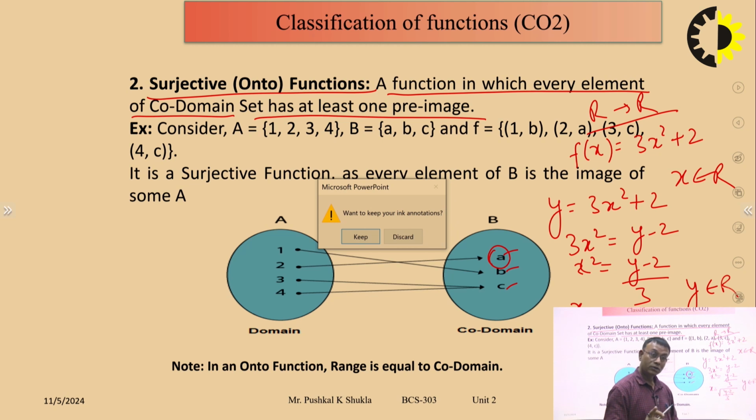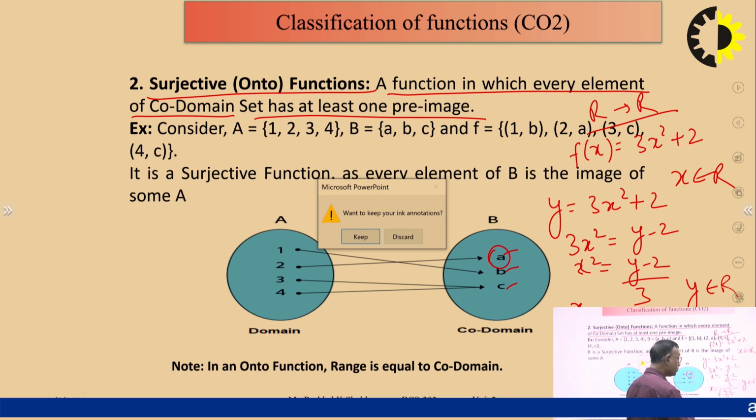So in this case it's okay, but if you take y equal to minus 3, then minus 3 minus 2 is minus 5, minus 5 by 3 is about minus 1.67, and the root of minus 1.67 gives an imaginary value. So not all values of y have a preimage in x, because it gives an imaginary value. So it is not an onto function, right? This is the way of finding whether a particular function is surjective or not.